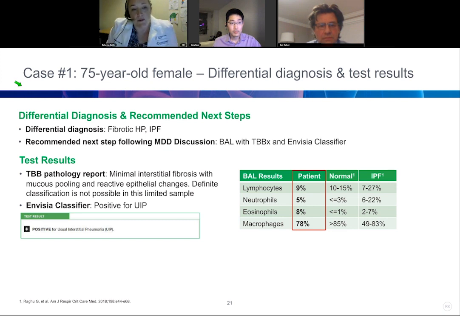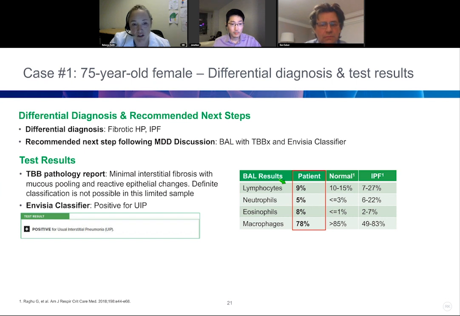So back to our case, this is our 75-year-old woman, and we did do a BAL. When we do a BAL, we look at the kind of cells that are living down in the lung, and most healthy lungs are full of macrophages. In this patient, there are mostly macrophages and only about 9% lymphocytes.